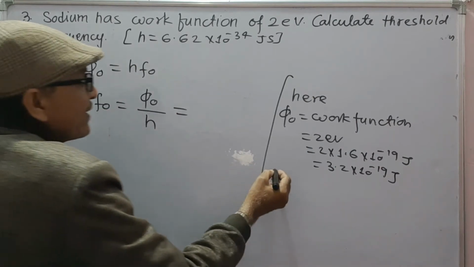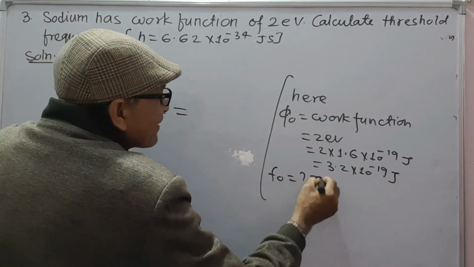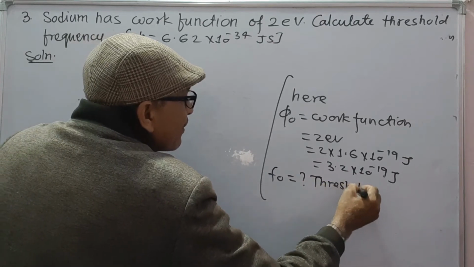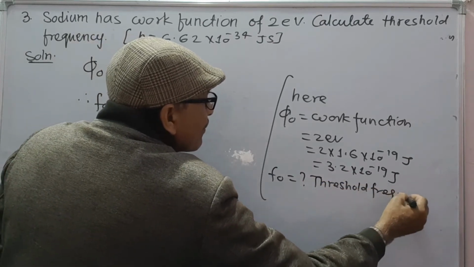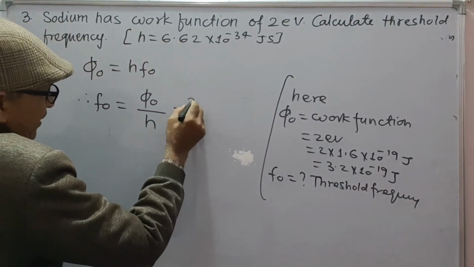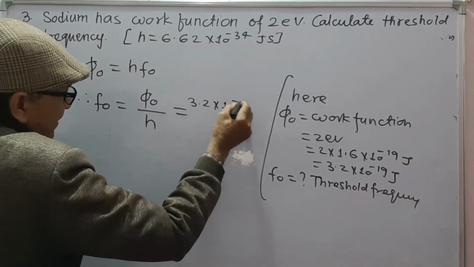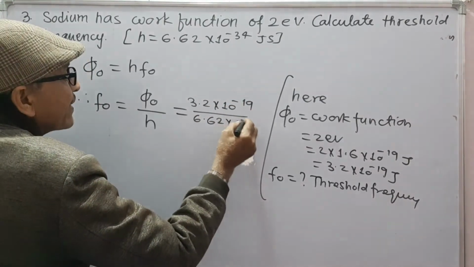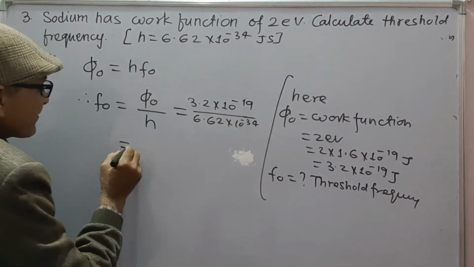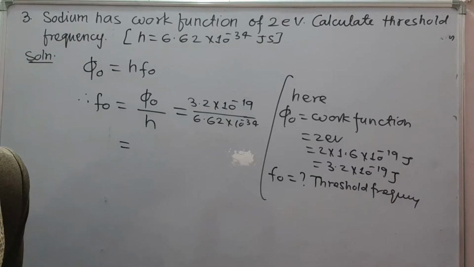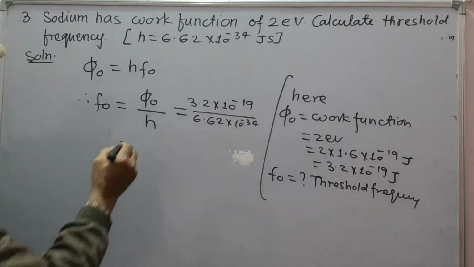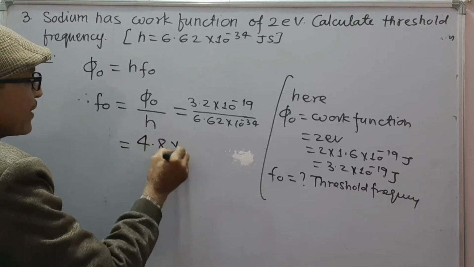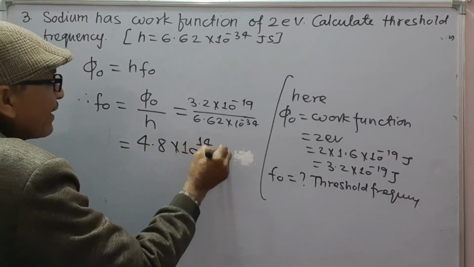Therefore the threshold frequency f naught is 3.2 × 10^-19 divided by the Planck constant 6.62 × 10^-34. On simplification we get the threshold frequency as 4.8 × 10^14 Hertz.